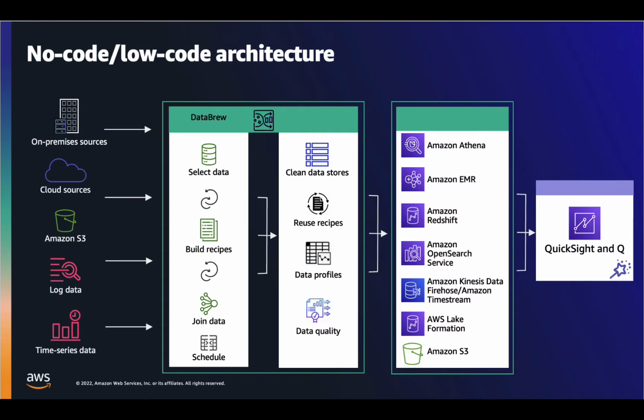Let's take a quick look at what an architecture could look like. So you'll see we have various data sources on the left. And the first stop is Glue DataBrew, where you can select data and build your repeatable ETL transformations called recipes. You can join various data sets. You can also run data profiles within DataBrew so you can understand what type of changes you need to make, and run data quality jobs as well. And then you're able to output that data in various forms, like Athena, Redshift, or even just S3. And then lastly today, we'll look at QuickSight and Q on top of that data set so you can see how to visualize it once it's been cleansed and transformed.